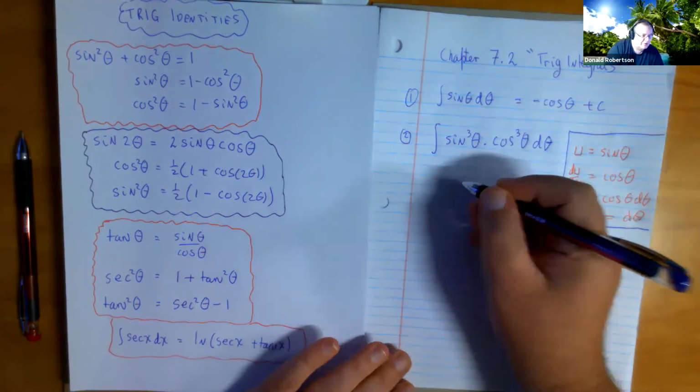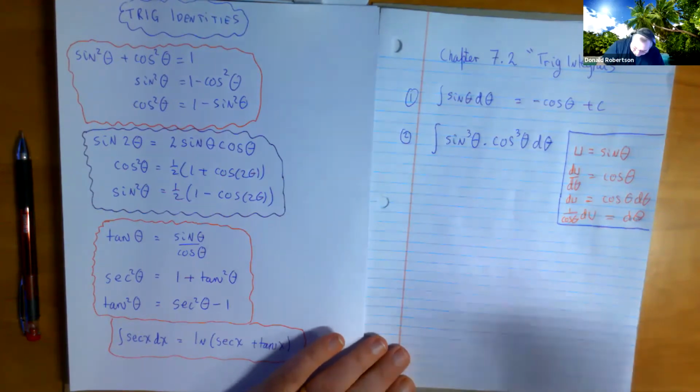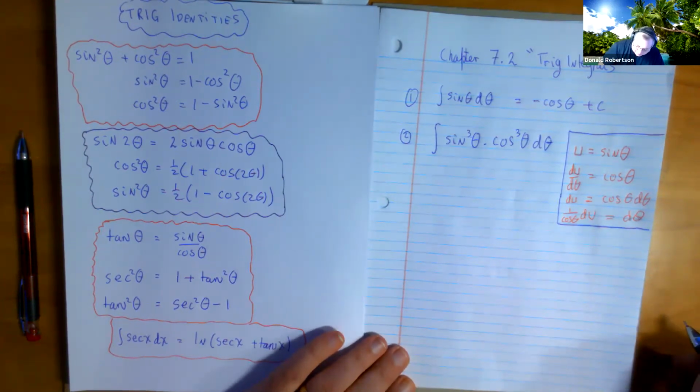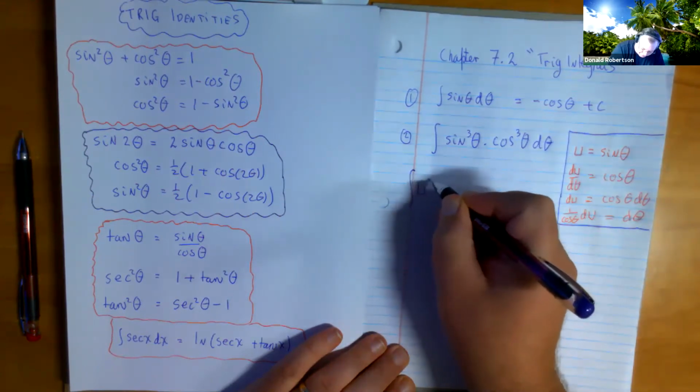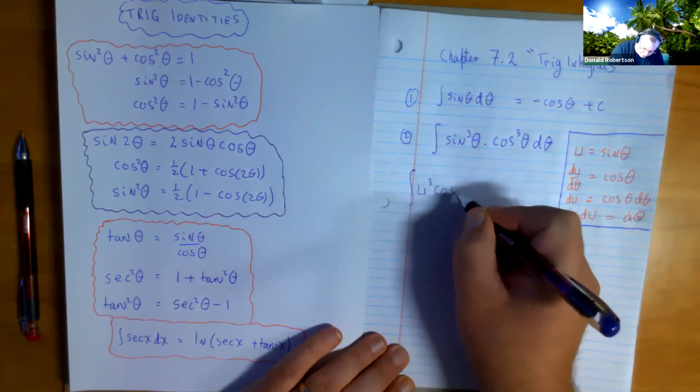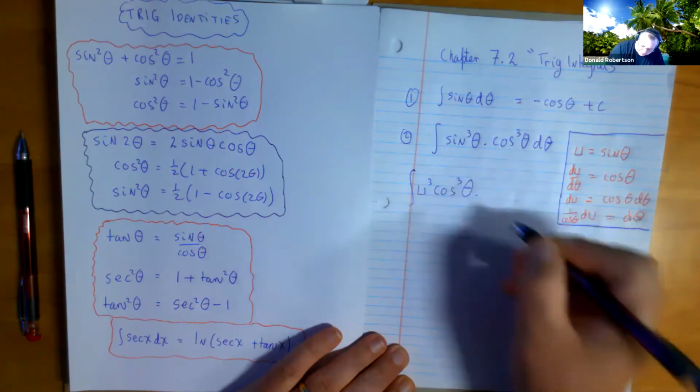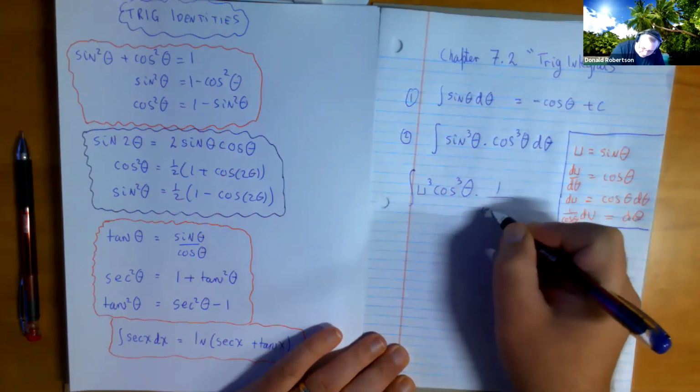Okay, let's continue with this process then. I've distracted myself and you lot enough. Sine cubed becomes u cubed. That's good. I would leave the cos cubed alone for a few moments. The d theta becomes this fella.